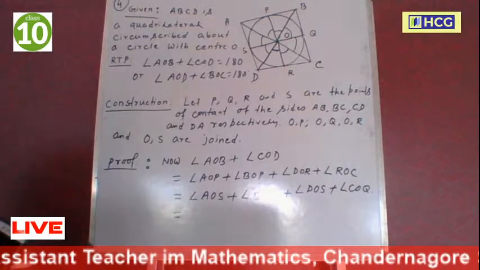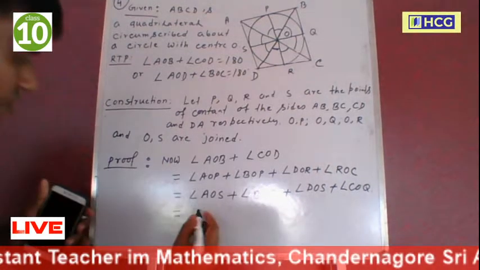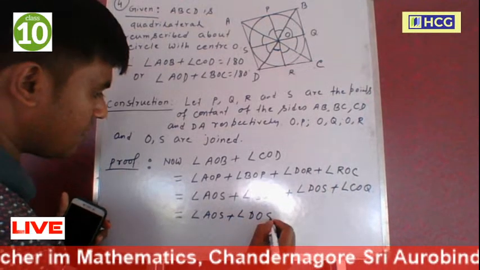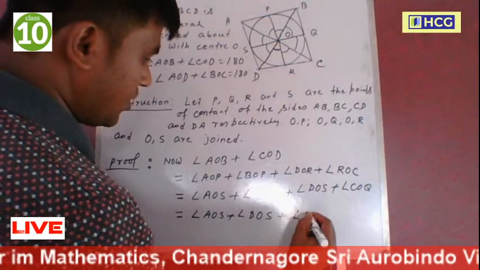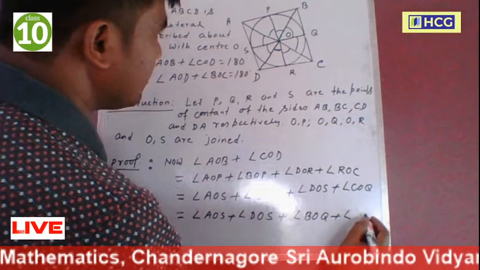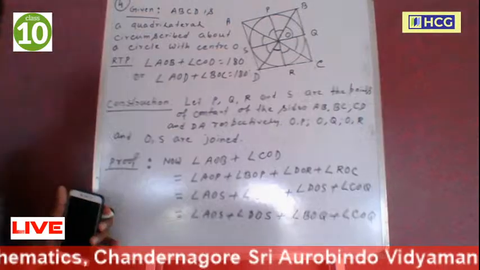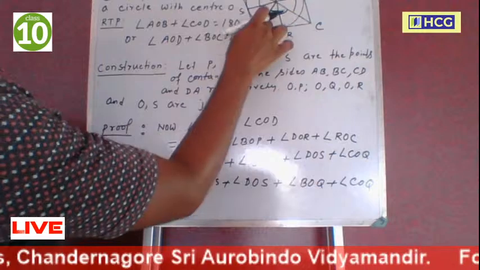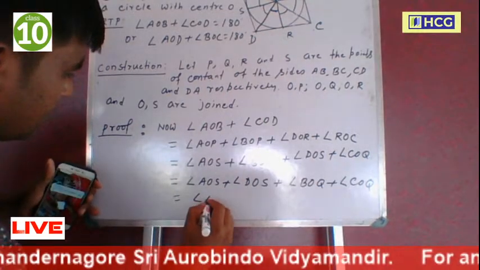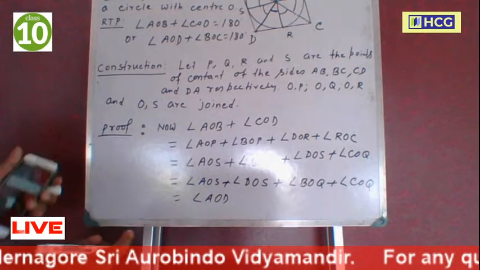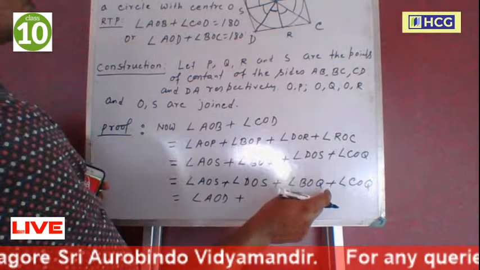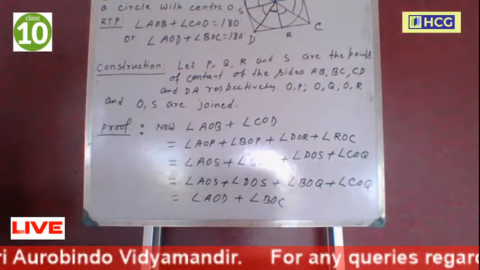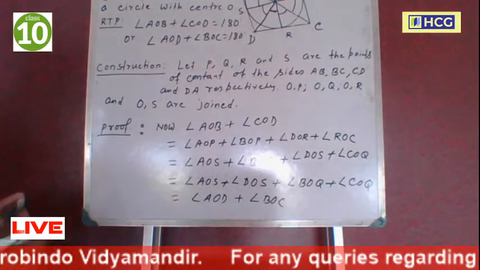Now AOS plus DOS, rearranging the terms, plus angle BOQ plus angle COQ. From the figure, angle AOS plus angle DOS is angle AOD, and BOQ plus COQ equals angle BOC. Now AOB plus COD equals angle AOD plus BOC.